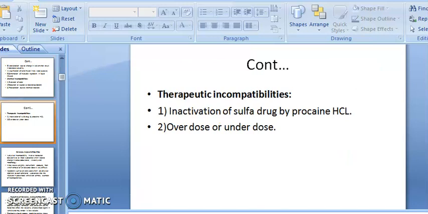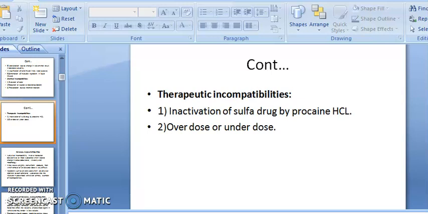Then third is therapeutic incompatibility. Therapeutic incompatibility: inactivation of sulfur drug by propylene hydrochloride. When you are prescribing or combining the sulfur drug plus propylene hydrochloride, what happens? It was found that there is a decrease or inactivation of the activity of your sulfur drug. So this is an irrational combination.